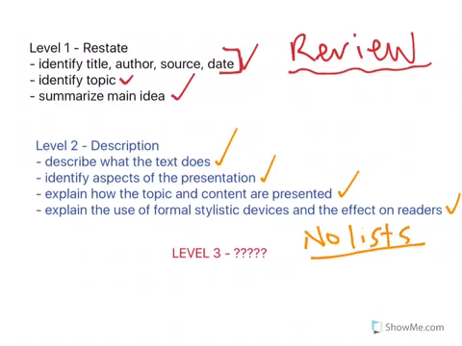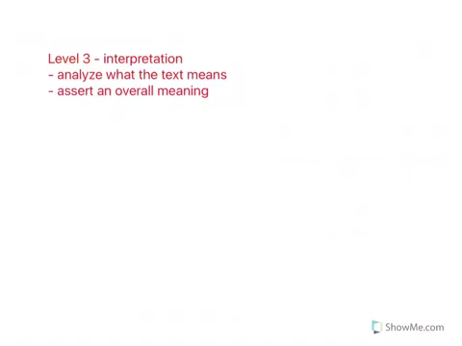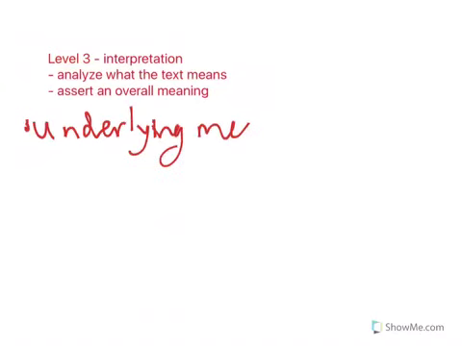You identify them and you go a step further and try to explain the effects of those devices on the audience, on the readers. Now, for level 3, interpretation. This is what this video will focus on. Analyze what the text means. Assert an overall meaning. So here you're looking for the underlying meaning of the text. This is where you're almost going to be trying to make an inference.